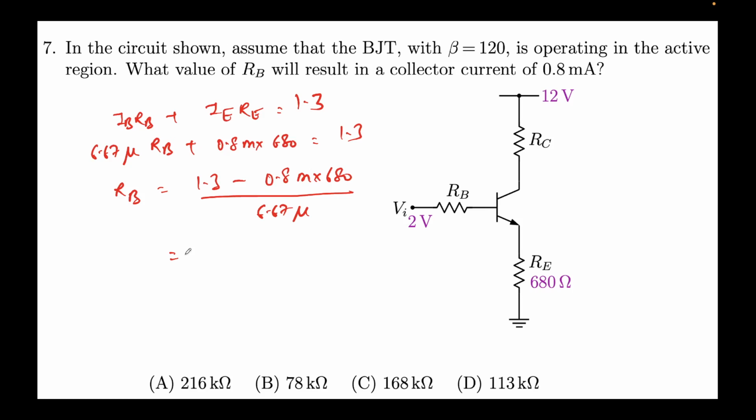So let's do that. 0.8 milli times 680 will come out to be 0.544 milli. So this is 1.3 minus 0.544 divided by 6.67 micro.